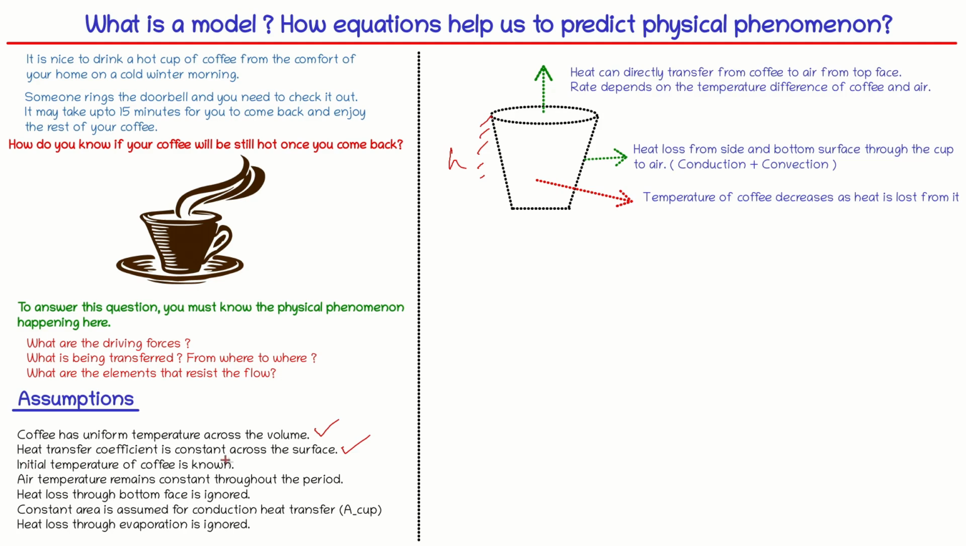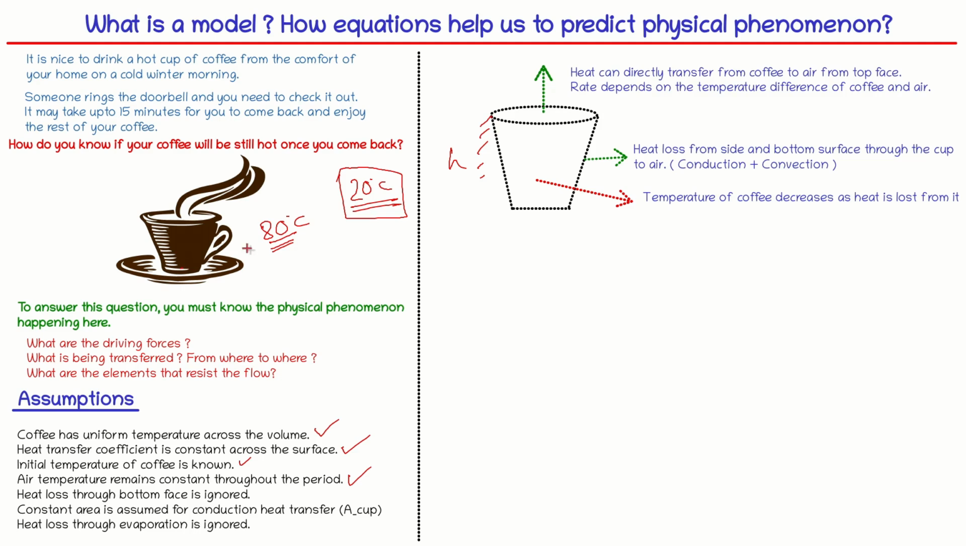Now, the initial temperature of the coffee is known. As we wrote earlier, let's assume it's 80 degrees C. The air temperature, this is the initial temperature, but it can vary over time. Now, on the air side, the air temperature remains constant, let's say 20 degrees C throughout. So this is not an unknown. This is a known value: the air will always be at 20 degrees Celsius. That is an assumption we are taking.